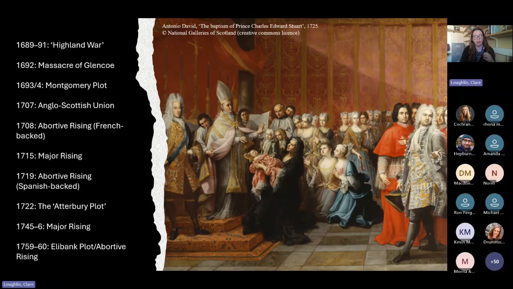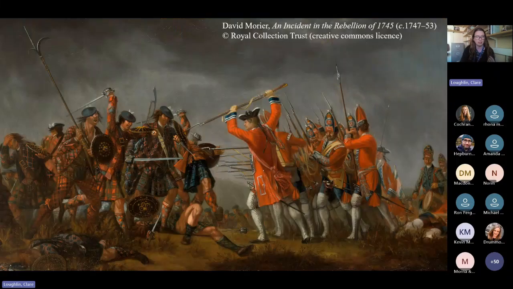So much of what we think we know about Culloden, about 1745, and about the Jacobite movement in general is encapsulated in this painting, An Incident in the Rebellion of 1745. Now, this was a painting by David Morier, who was an Anglo-Swiss artist. It may be familiar to some of you. It was completed between 1747 and 1753, and today it hangs in the lobby of the Palace of Holyroodhouse. It was commissioned as part of a series of military paintings showing different fighting techniques, and this one shows the famed Highland charge that was the last stand of the Jacobites at Culloden.